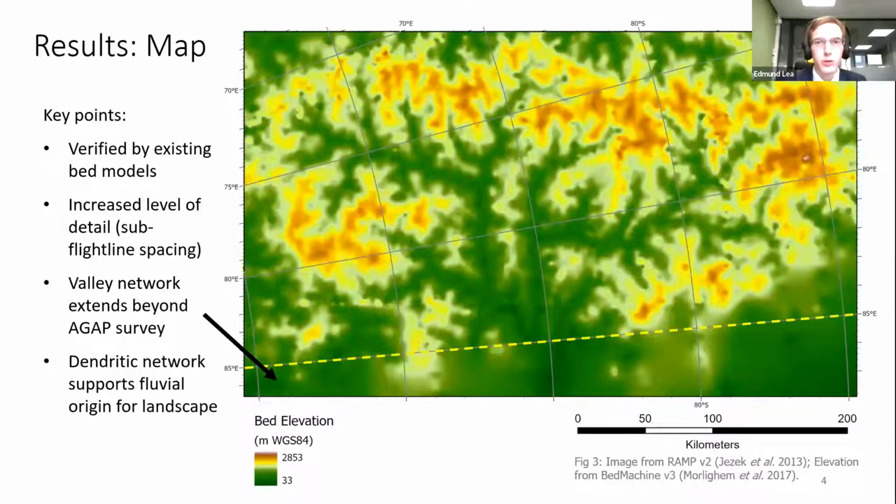So before I show you the result, I'll just put up the existing model of bed topography from BedMachine here. One thing to note here is that above the yellow line, that's west of 85 degrees, there's reasonably good topography because that's within the area of the main AGAP survey. Outside of that area, there's a significant drop-off in terms of the resolution, or the accuracy, of the topography that we can resolve using the existing radar data.